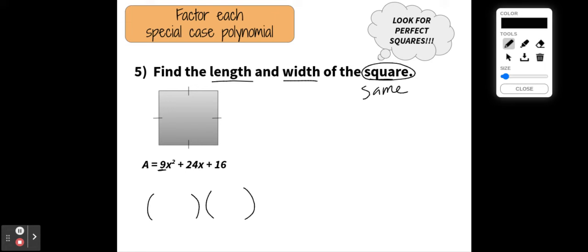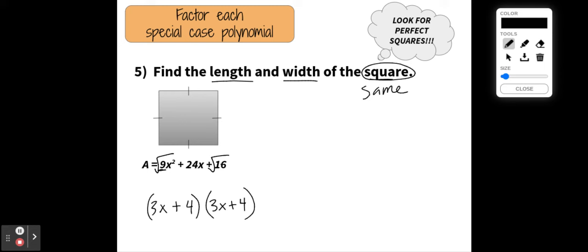Now, notice the leading coefficient is 9. And you might be thinking, oh, do I have to use that trick where I take the first and the last term and multiply them together? No, no, no. If you see that the first and the last terms are perfect squares, you can use that to help you. The square root of 9x squared is 3x times 3x. And the square root of 16 is 4. 4 and 4. Now, this is a square. These two should be the same. So they should be both pluses, right? Because this came from that special case polynomial.